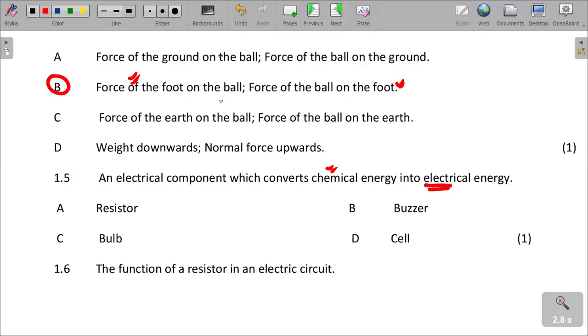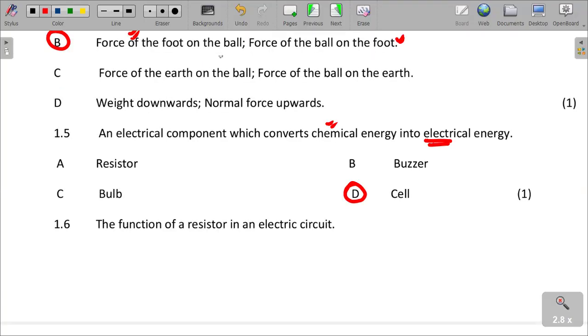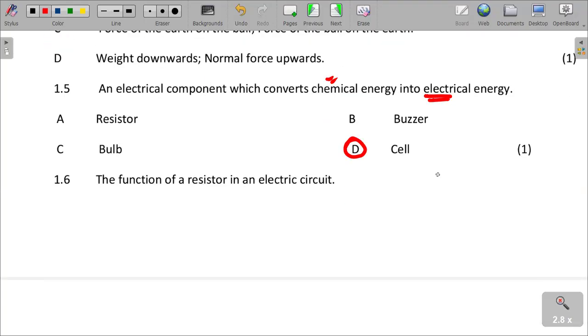So a battery can also be represented by a torch cell. A cell is a battery. It is a battery that can convert chemical energy into electrical energy, which means the chemical energy of the torch cell or battery, and then the electrical energy that it is using to provide the power that is needed. So we are saying it should be D.